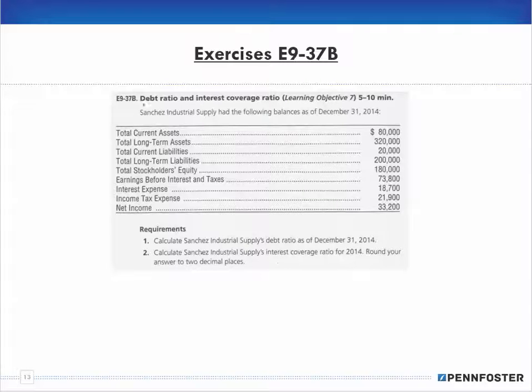All right. So we have the debt ratio and the interest coverage ratio. The following balances are here, and it says calculate Industrial Supplies' debt ratio as of December 31st, and then calculate the interest coverage for 2014. Round your answers to two places. Right. I'm going to work out the debt ratio, and then I'll work out the interest coverage ratio, but pause the video and write it down because I'm going to end up erasing here. Okay, so we know our debt ratio.